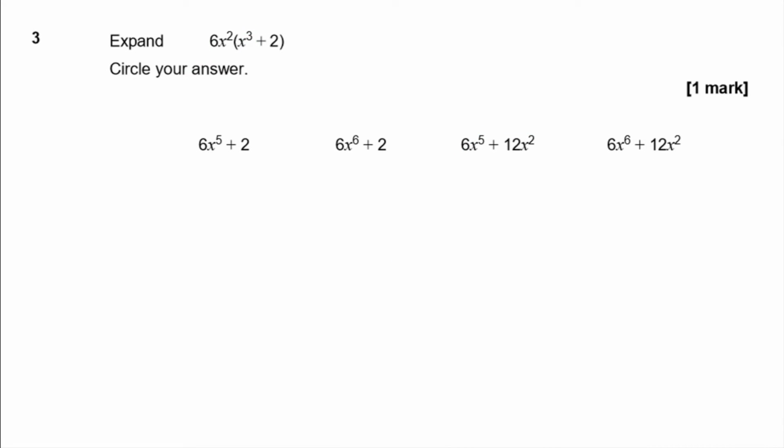Question 3. Expand 6x squared lots of x cubed plus 2. Circle your answer. Okay, so when we've got a single bracket like this, whatever's sitting on the outside of the bracket gets multiplied by everything inside the bracket. So first off, I'm going to multiply 6x squared with x cubed. That's going to give me 6x to the power of 5. And then when I multiply 6x squared by 2, I'm going to get 12x squared. So which one is that? It must be that one there.